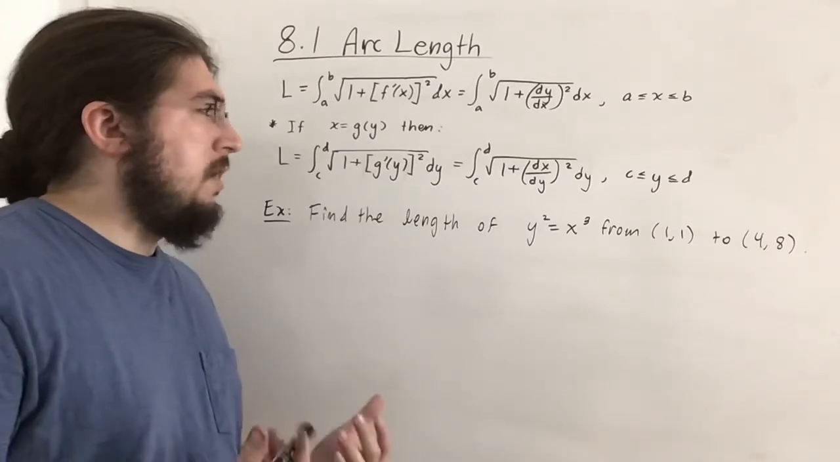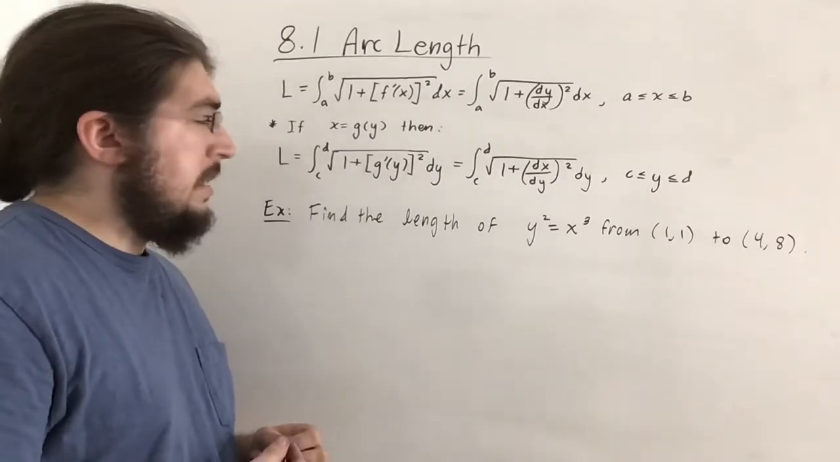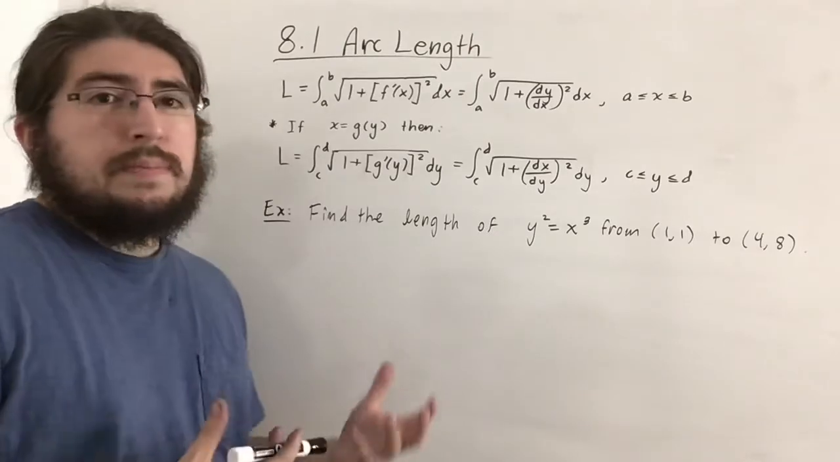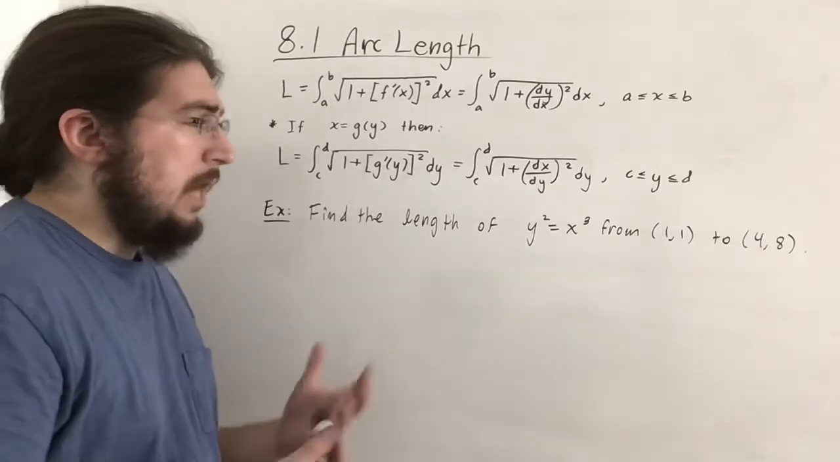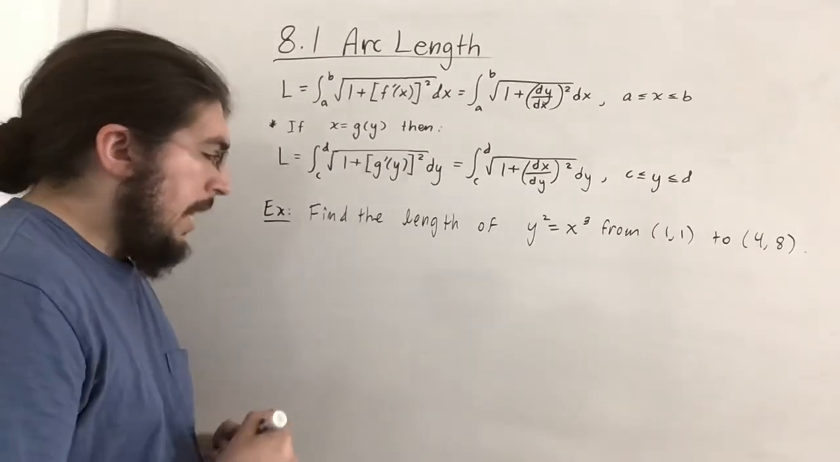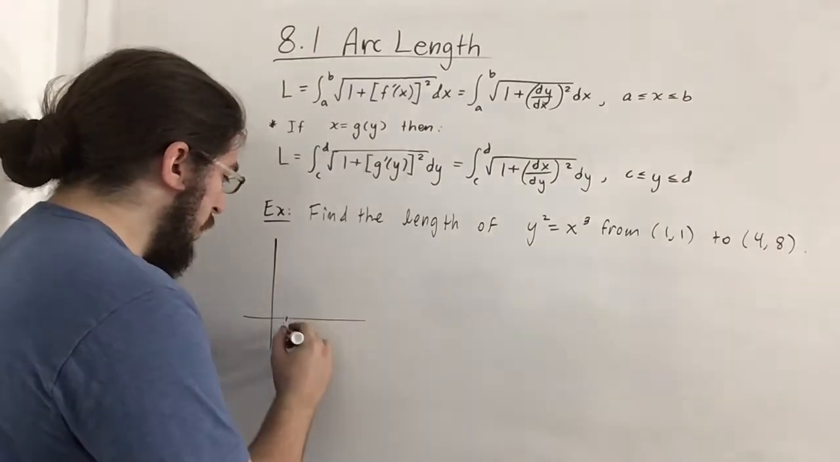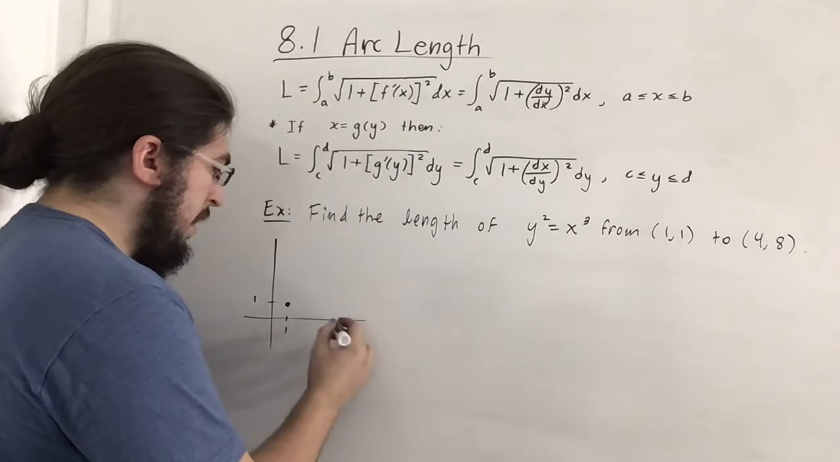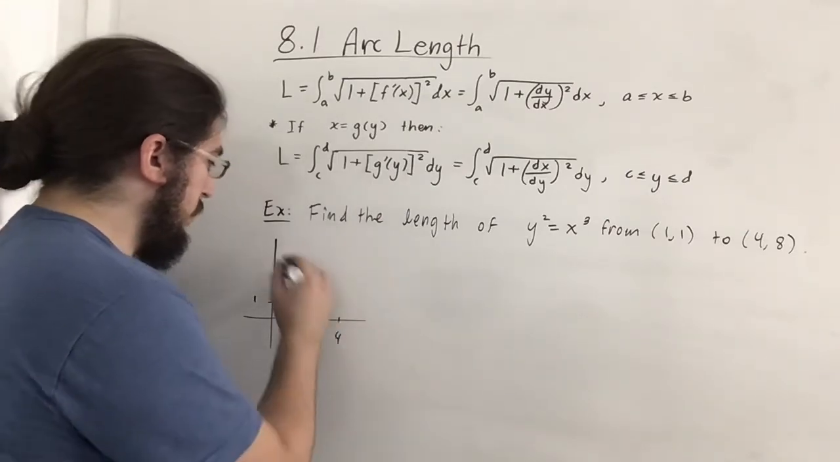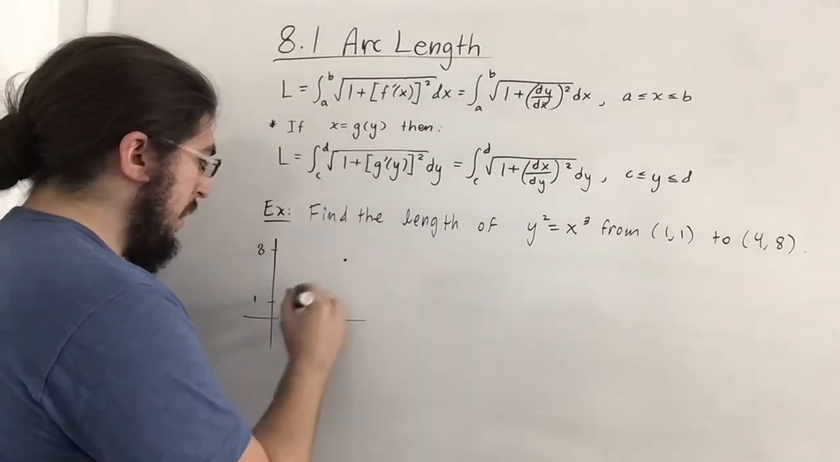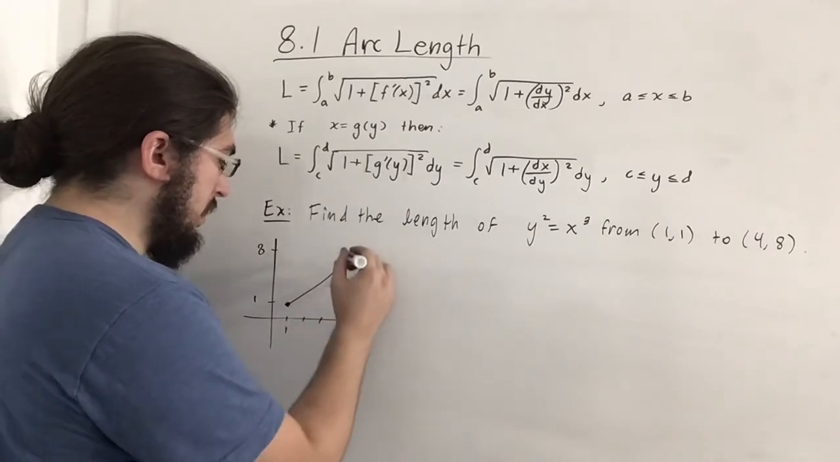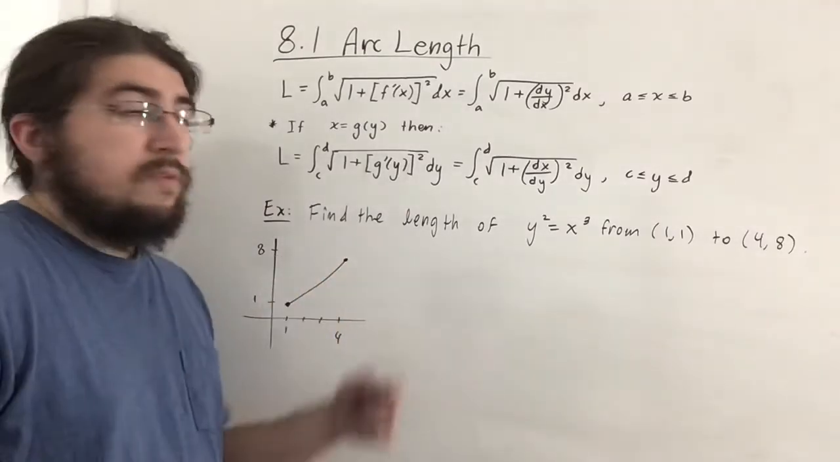It's not as straightforward as a problem you would see in this section, but it's good that we see something not as straightforward so we can see how we can handle this. Now, if you were to graph this, just to explain a little bit, (1, 1) is obviously over here, and (4, 8) is way over here. And the curve actually looks something like this. So we can find the length of the curve using this formula.